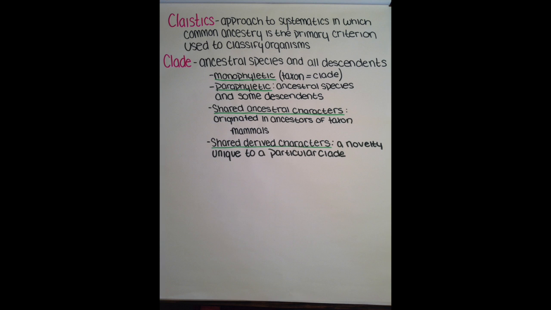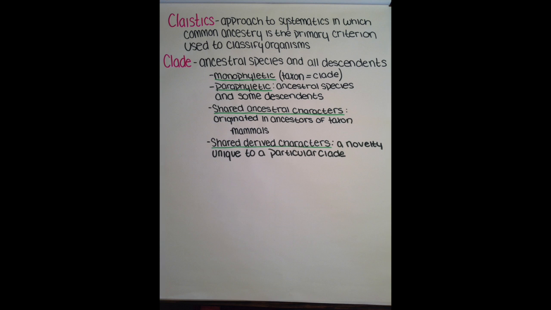Clades are defined by analyzing the difference between shared ancestral characters and shared derived characters. Shared ancestral characters are those that originated in an ancestor of a taxon. For example, all mammals have a backbone, but the backbone does not distinguish mammals from all vertebrates, because all vertebrates have a backbone. The backbone predates the branching of the mammalian clade from other vertebrates.